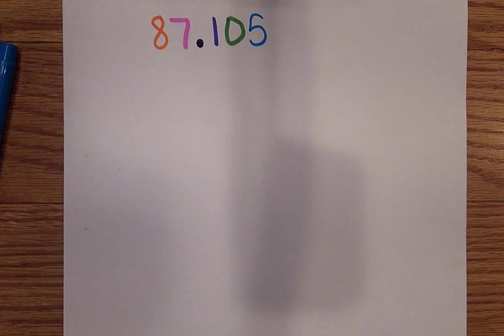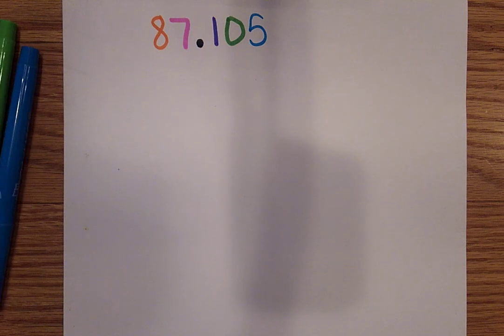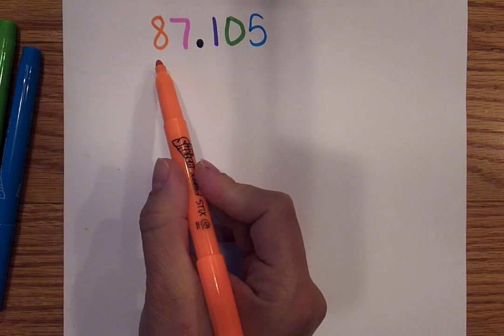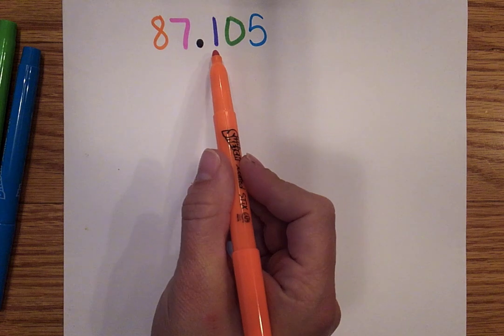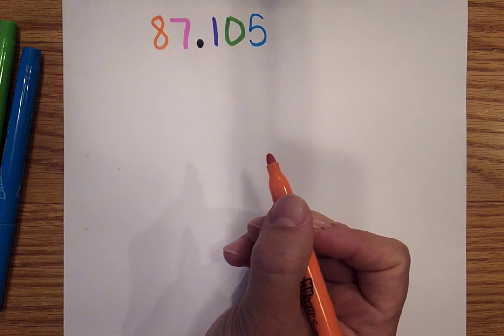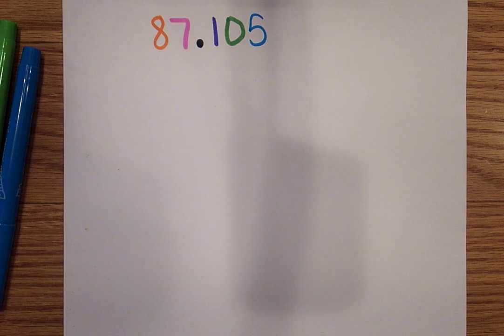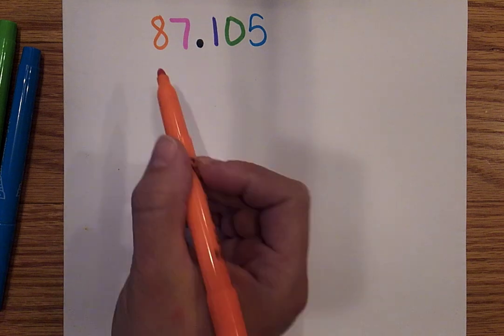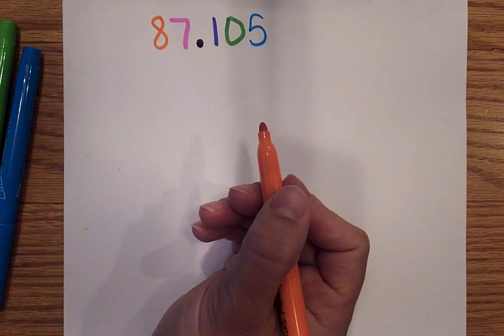This teachlet is going to cover expanded form, both fraction and decimals. I have a number here, 87 and 105 thousandths. I wrote the numbers in different colors so that when I do my expanded form, I'm going to color code that as well so that you can correspond the digit to its expanded form.